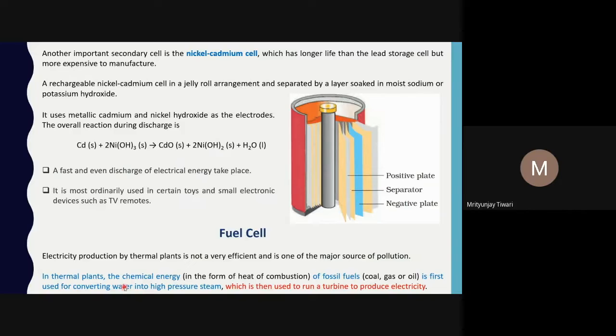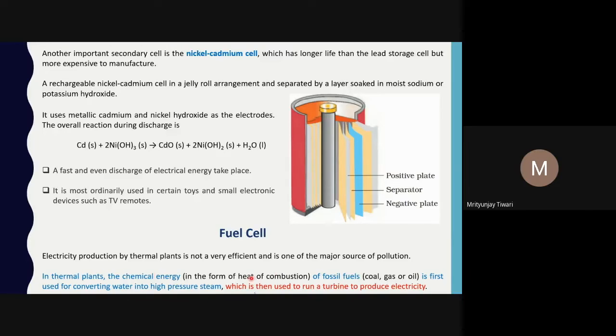So in thermal plants, the chemical energy we first convert into thermal energy in the form of heat, the heat of combustion that we get because we burn these fossil fuels. So heat is released, and that heat is used for boiling water, and this water is converted into high pressure steam. And once water boils, the high pressure steam will be produced, and this high pressure steam will be used to run a turbine, and once the turbine runs, we produce electricity.